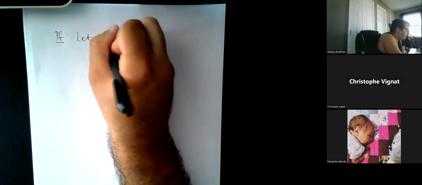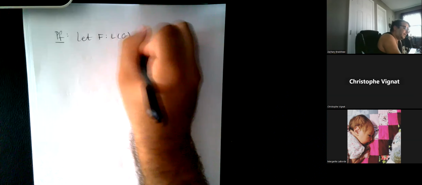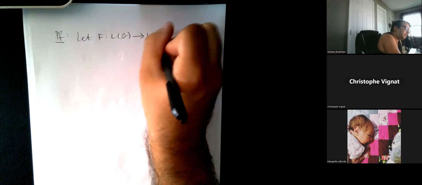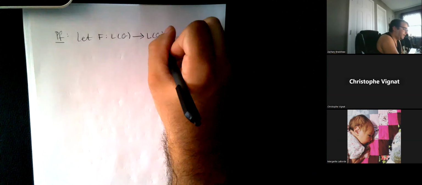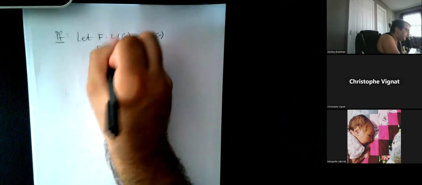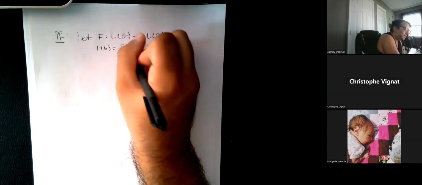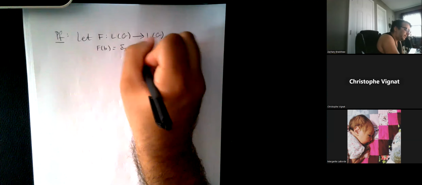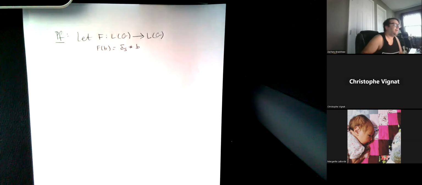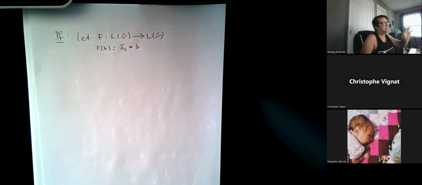So I used A for the adjacency matrix, so let's define F to be the convolution operator here. We're going to define it by F of B equals delta S convoluted with B. So this S here is the entire symmetric subset, not just a particular element.